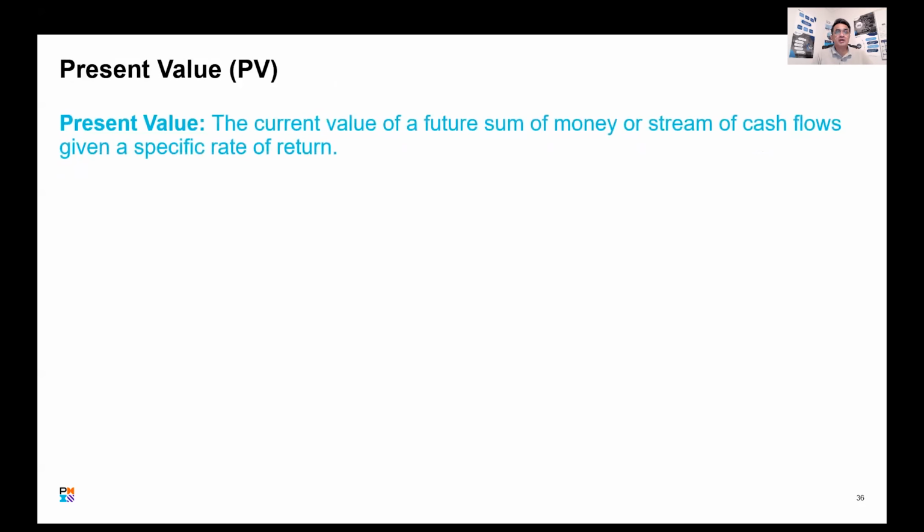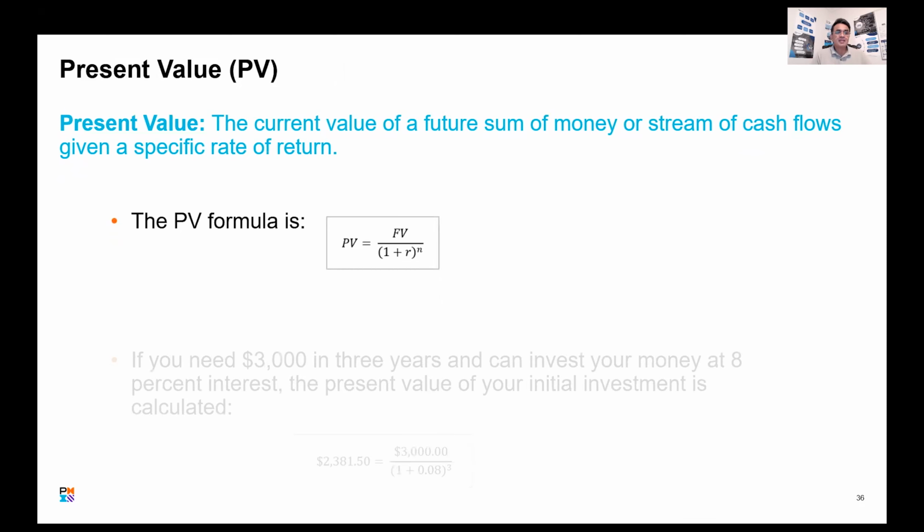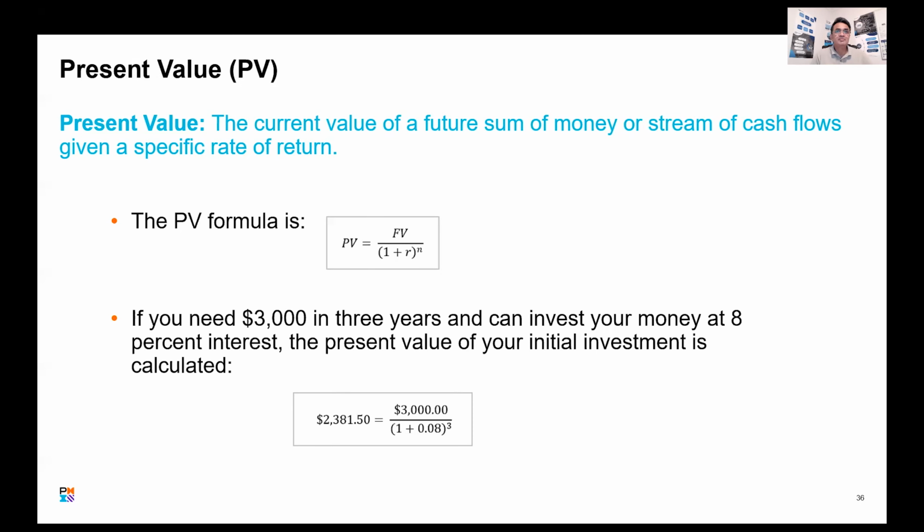Present value: the current value of a future sum of money or stream of cash flow given a specific rate of return. Guys, you need to remember the formula. You must remember this formula, right? And how to calculate it. This is the key. Pretty straightforward formula. These are accounting financial terms. I don't want you to just spend time on trying to, but you do need to remember the formula, right?